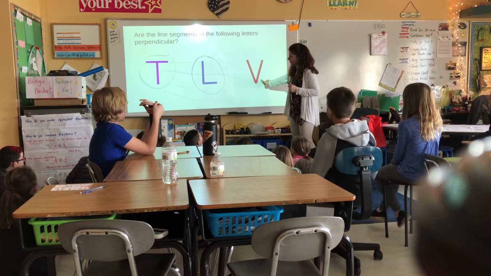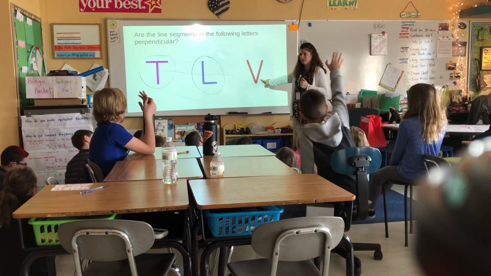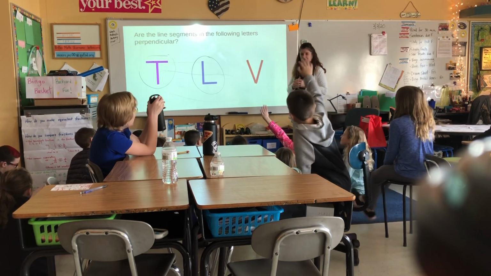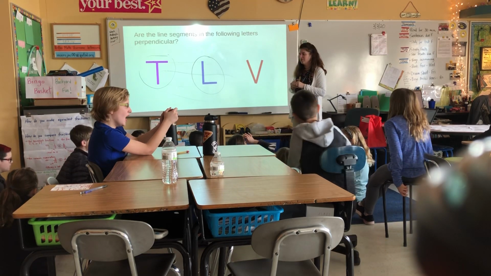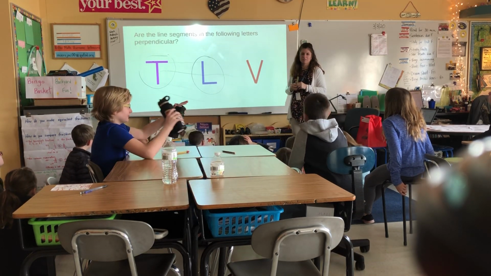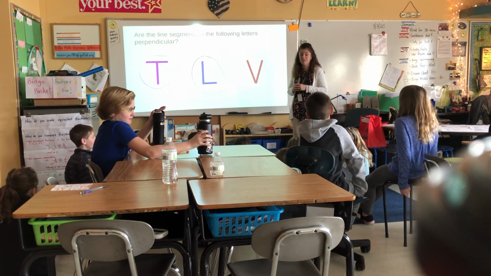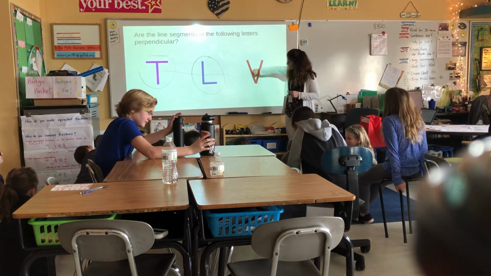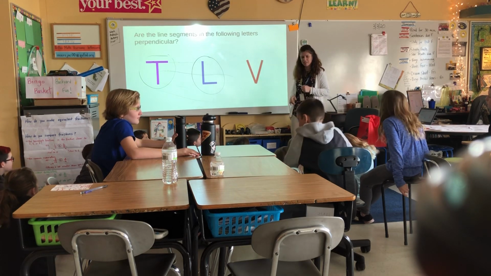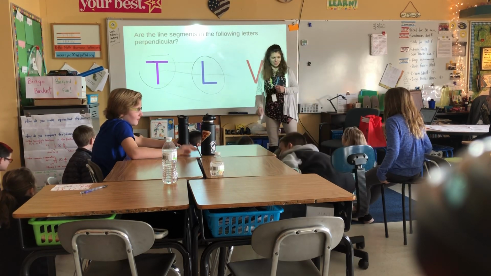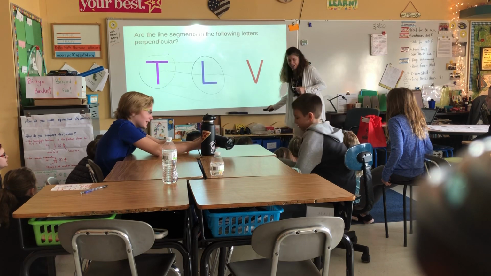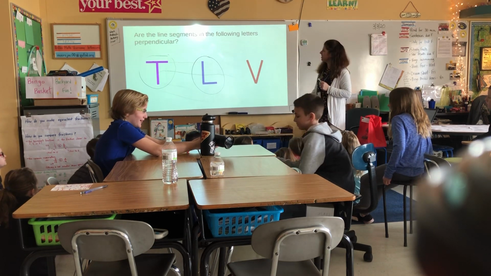How about this one? How about the V? Matthew? Intersecting. How do you know that? Because in the song it says intersecting lines make V. It makes a V, and what kind of angle is this? Acute, because it's less than how many degrees? 89. It's less than 90 degrees.